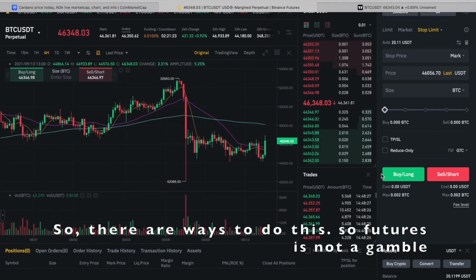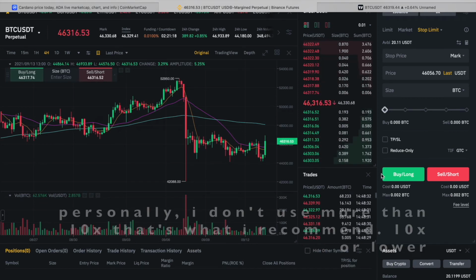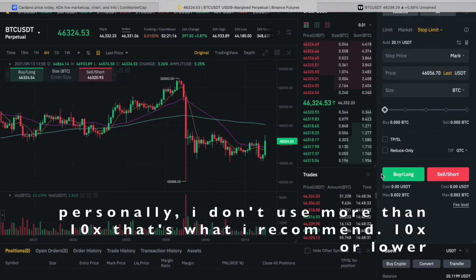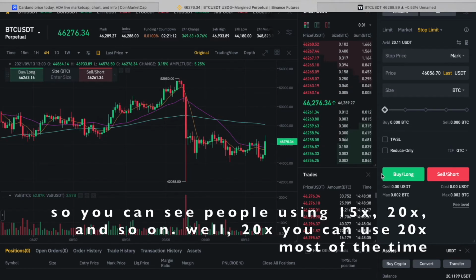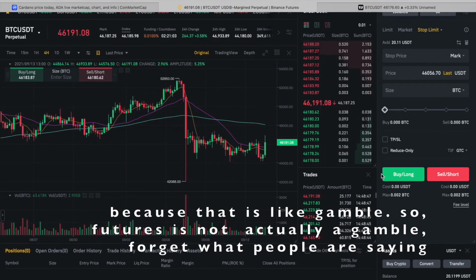So futures is not a gamble. The only way you gamble on futures is when you use high leverage. Personally, I don't use more than 10x. That's what I recommend, 10x or lower. You can see people using 15x, 20x, and so on. You can use 20x most of the time, but not often. Anything more than 20x is a no for me. That's like gambling.